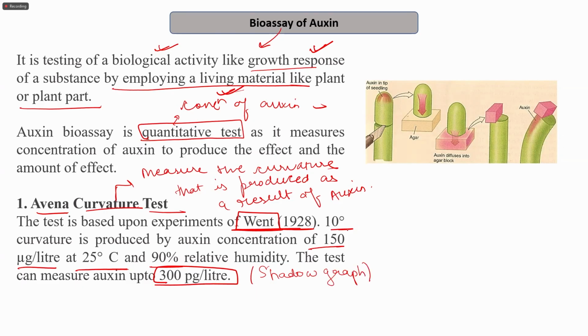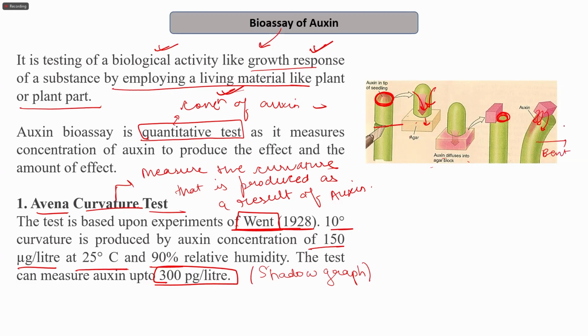Which is the standard curve. So in this, firstly, there is auxin present in the tip of the seedling. So what we do is we cut it and place it over the agar, so auxin will diffuse into the agar block. Now if I put this agar block over this cut piece of the stem, then due to the release of the auxin from this agar block, there will be an effect of the auxin and it will bend.